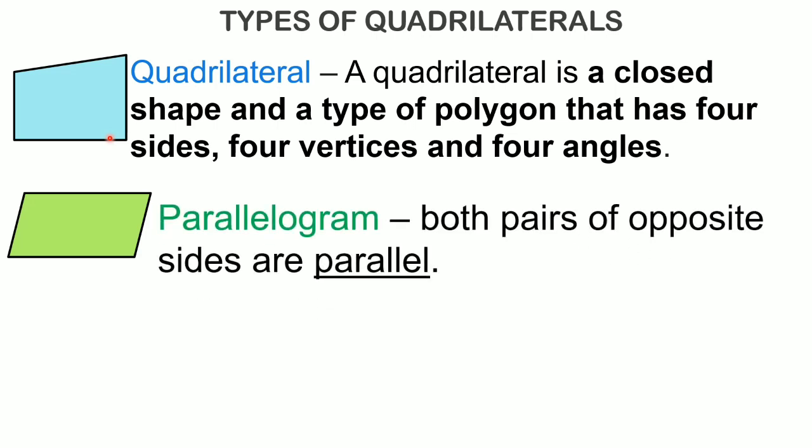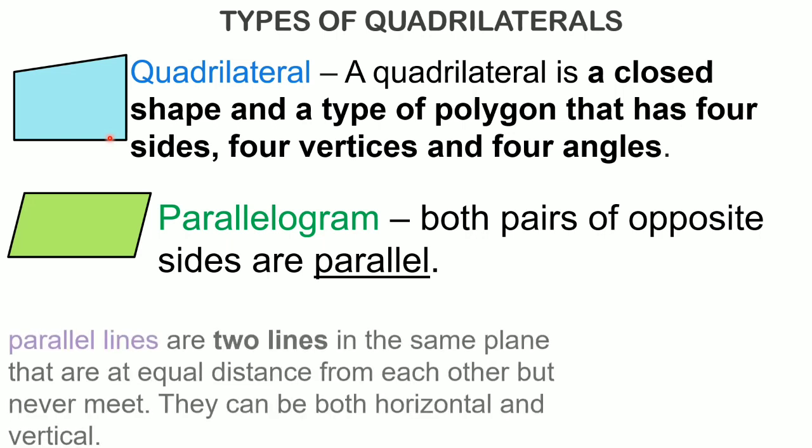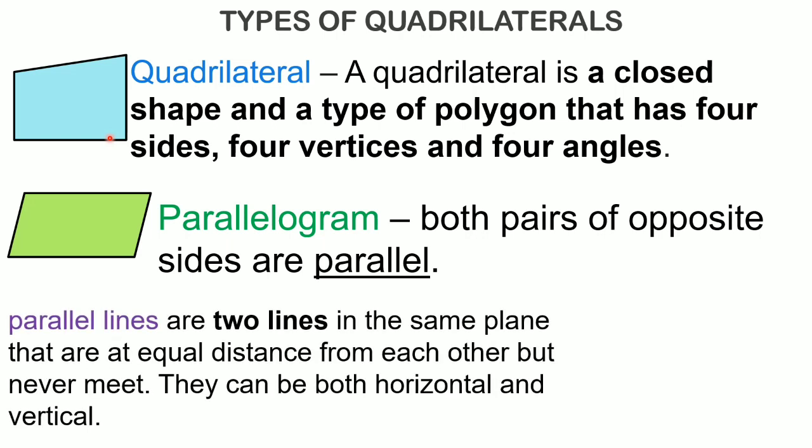We have parallelogram. In a parallelogram, both pairs of opposite sides are parallel. Ano ba ibig sabihin ng parallel? So parallel lines are two lines in the same plane that are at equal distance from each other but never meet. So pinagtagpo pero hindi itinadhana. So they are both horizontal and vertical lines. So these are the parallel lines. An example of the parallel lines: this is the first pair, and the second pair of the parallel lines.